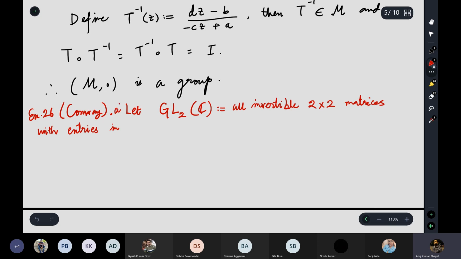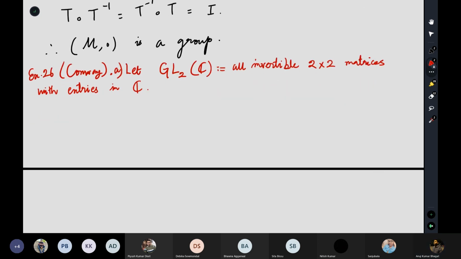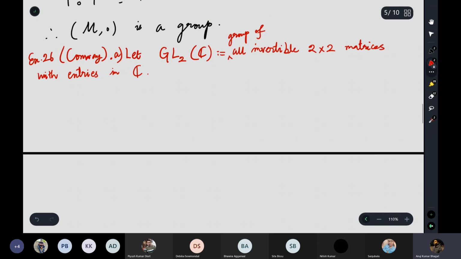So there are two parts to this question. This is the first part in C. Is this a group? Yes, sir. Group under what binary operation here? Multiplication of matrices. They have not written the question, but this is indeed a group: the group of all invertible 2 cross 2 matrices with entries in C. This is indeed a group.